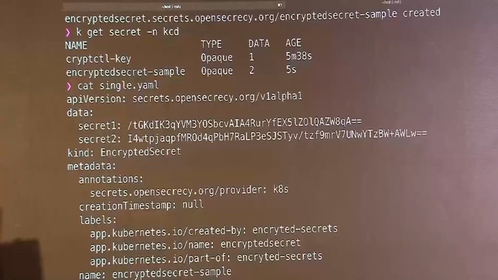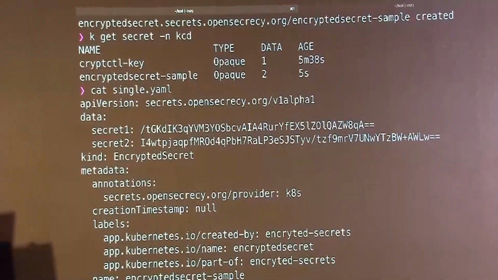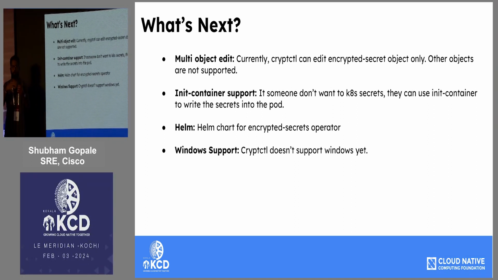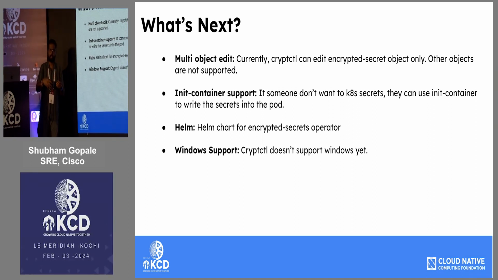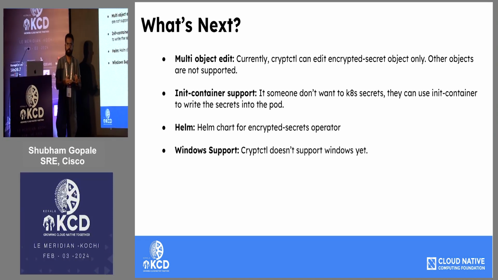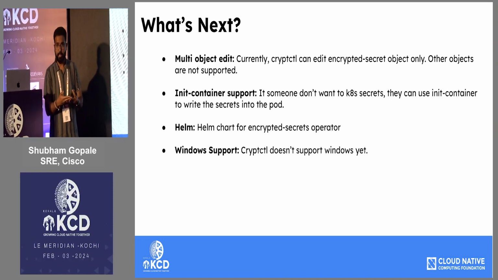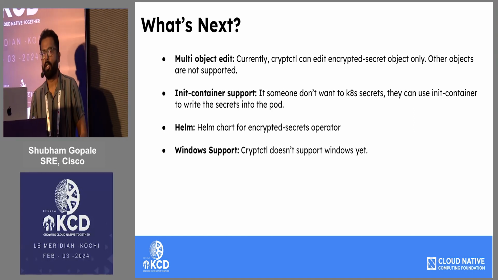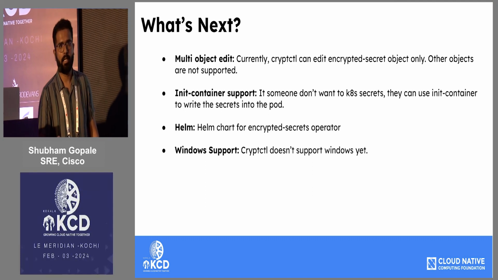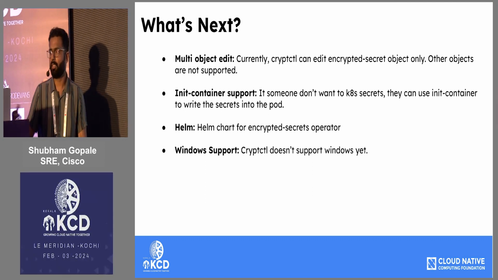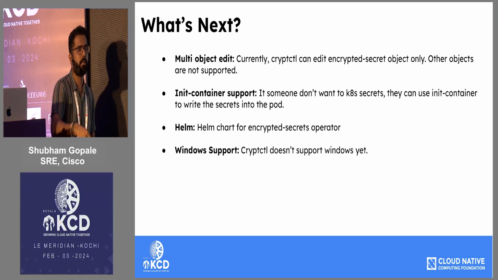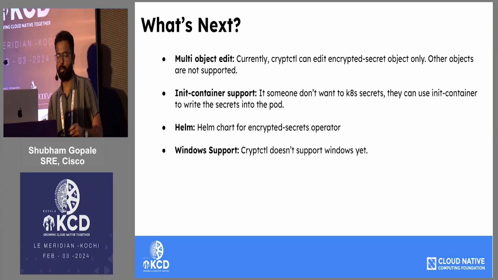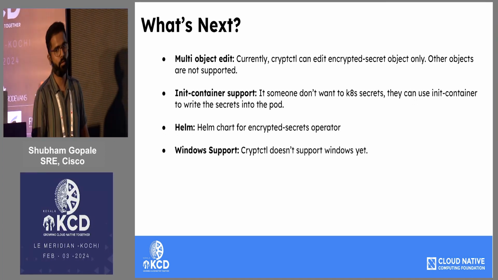So this is a single object for an encrypted secret. But usually when people don't use Helm charts, they group things together. Let's say I have a service. For that service we'll have a deployment, a config map, a secret obviously, and an actual Kubernetes service. For ease of management, people group these together. Currently cryptctl doesn't support editing these grouped objects. It only validates the encrypted secret object and ignores the rest.